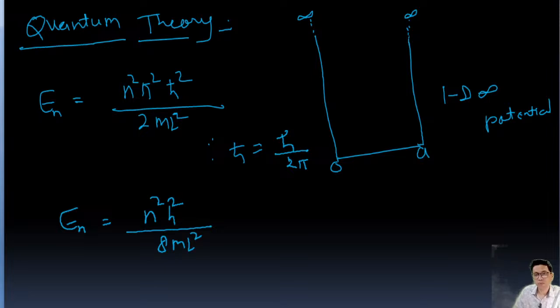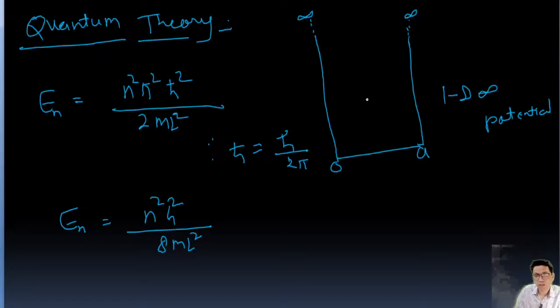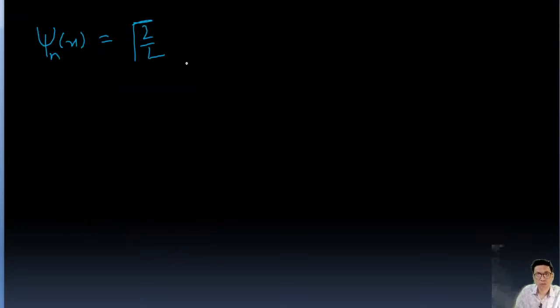And the wave function we know, psi n of x, is equal to root of 2 upon L, where L is the length or width, times sine of n pi x upon L.